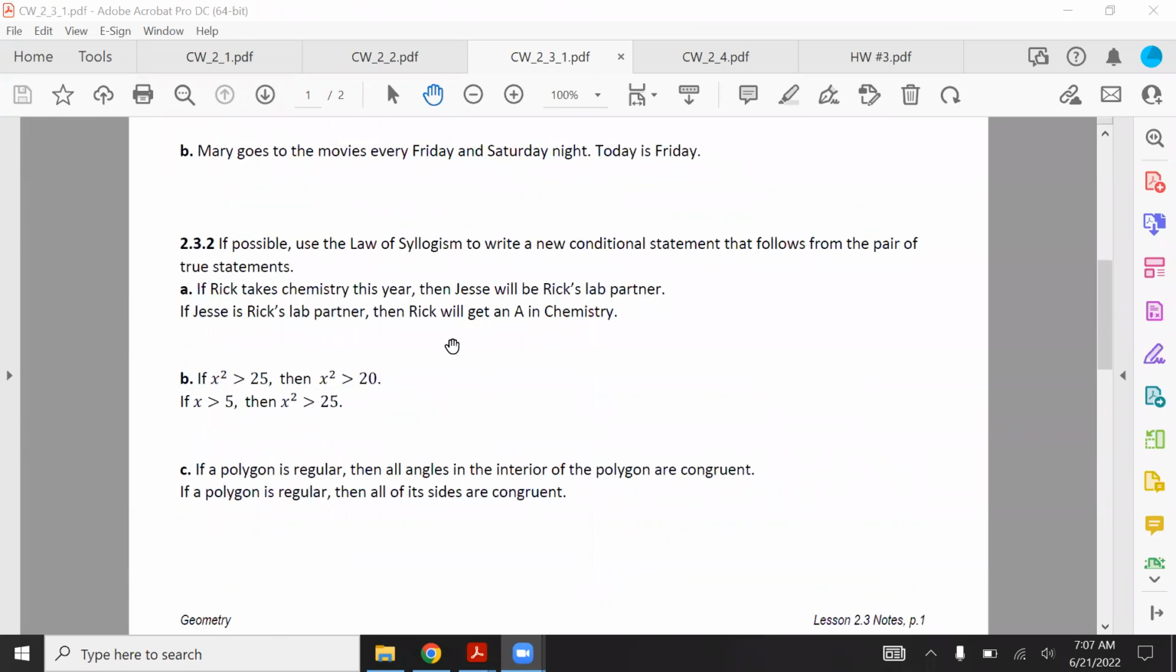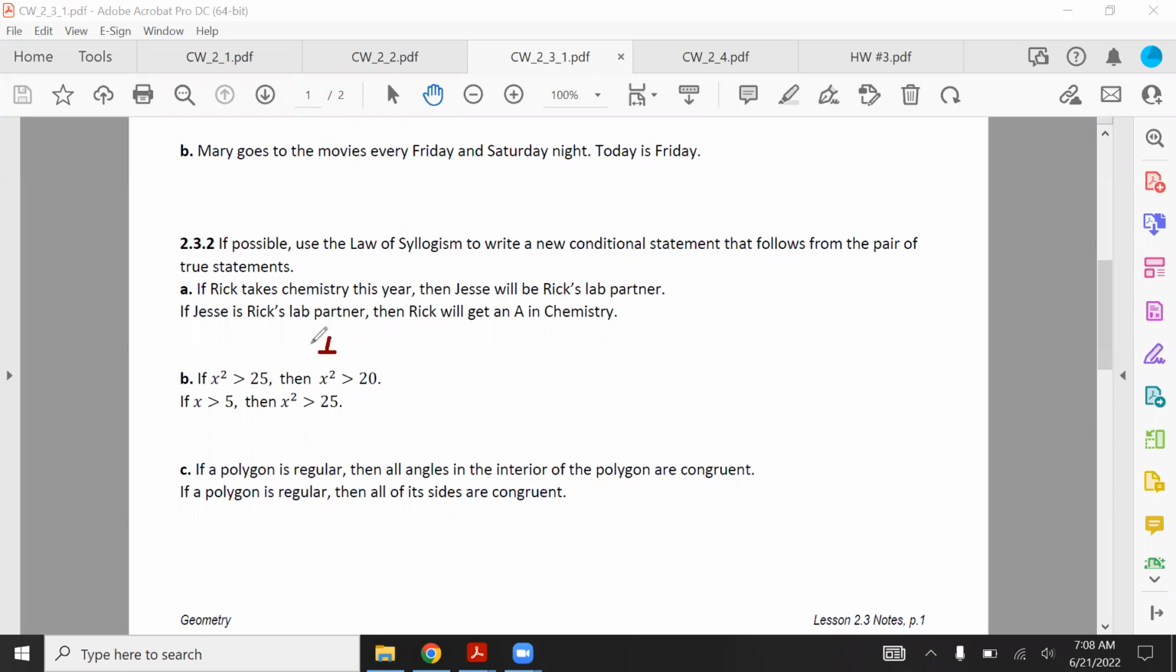So have you guys tried this on your own? Well, let's just see here. Actually, let me do part A with you. If Rick takes chemistry this year, then Jesse will be Rick's lab partner. If Jesse's Rick's lab partner, then Rick will get an A in chemistry.